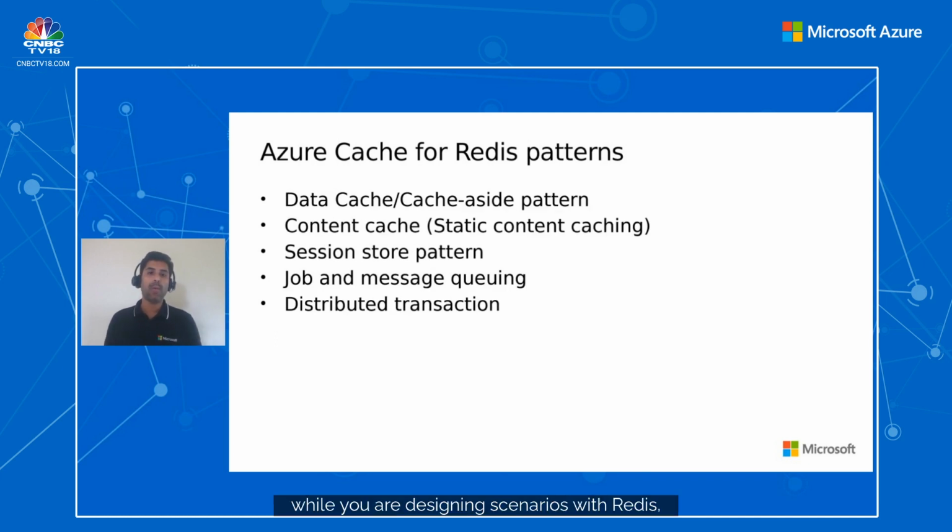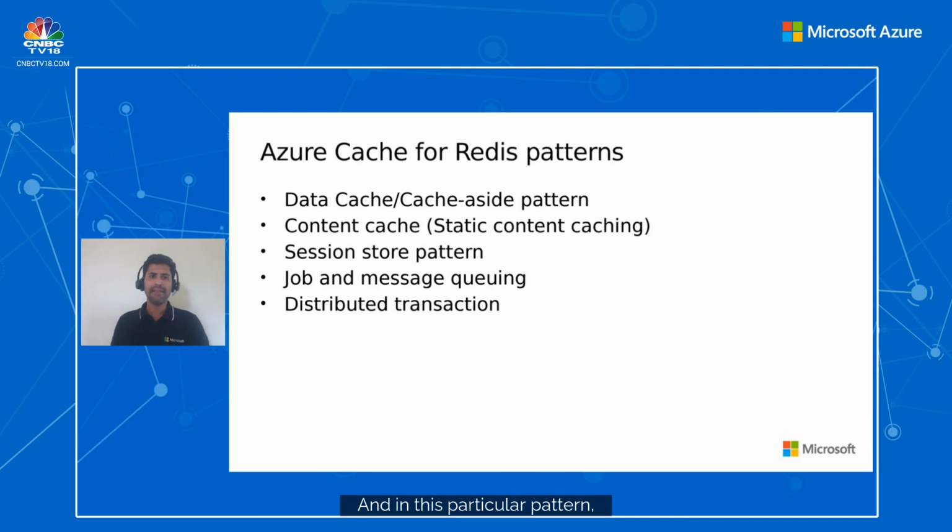Then moving on, while you are designing scenarios with Redis, there are some patterns or use cases which you need to keep in mind so that you can design it right. So the first thing I'd like to talk about is something called data cache. This is ideal for scenarios, as I mentioned earlier, where you can have Redis mainly for caching.